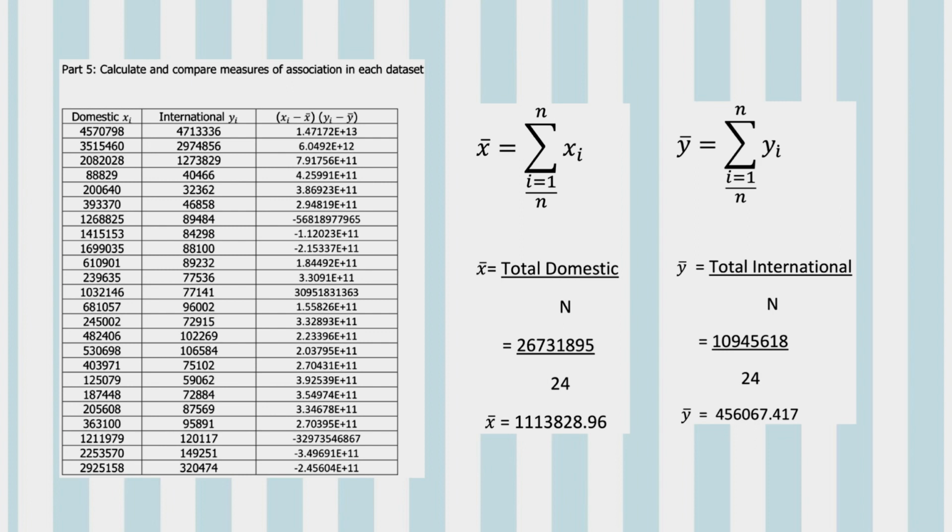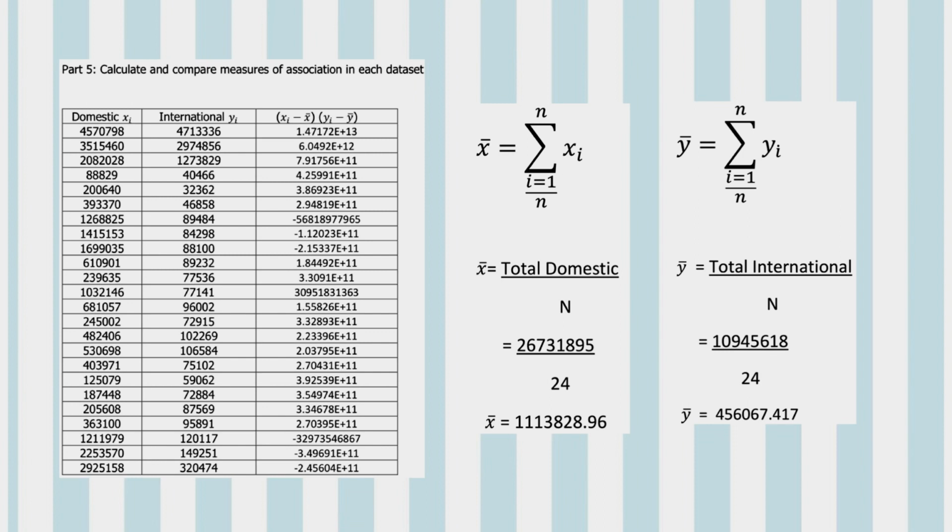My matrix number is BB211108854. To calculate and compare measures of association, first we calculate the mean for X: sum all the totals of domestic and then divide by N, which is the number of data points. For example, the total of domestic in this dataset is 26,731,895. So 26,731,895 divided by 24 equals 1,113,828.96. 1,113,828.96 is the value of X bar.